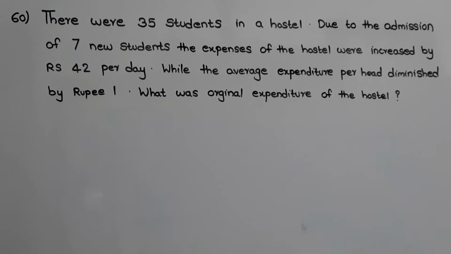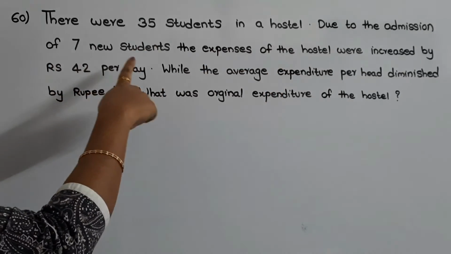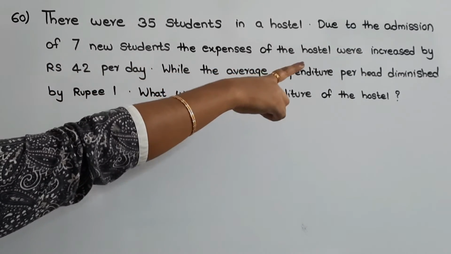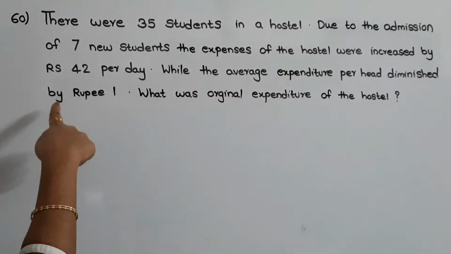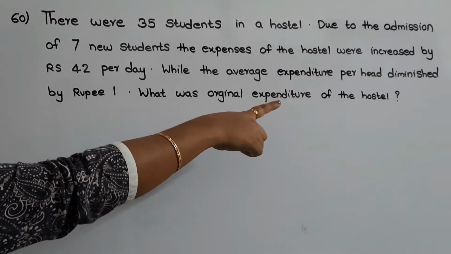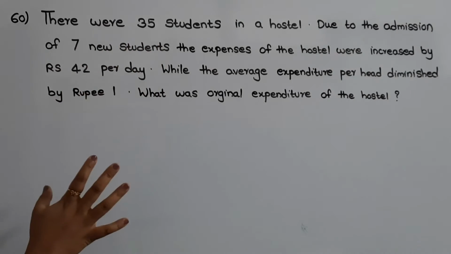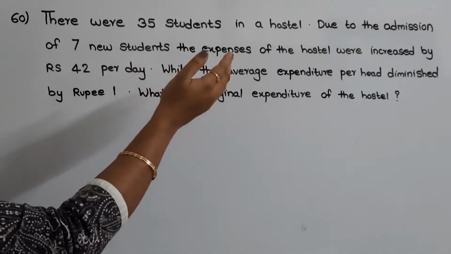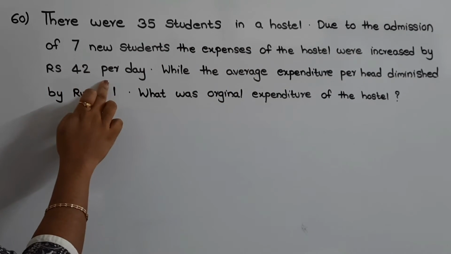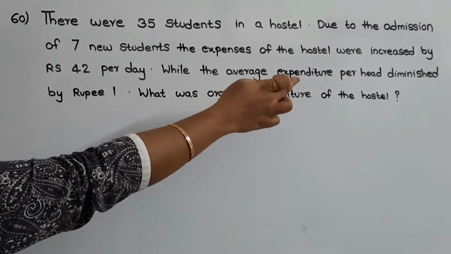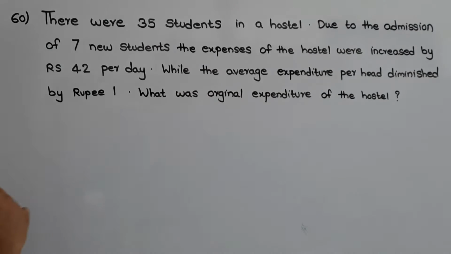The next question is, there were 35 students in a hostel. Due to the admission of 7 new students, the expenses of the hostel were increased by rupees 42 per day, while the average expenditure per head diminished by rupee 1. What was original expenditure of the hostel? So in this question they are telling that there were 35 students in a hostel. But due to the admission of 7 new students, the expenditure of the hostel has increased by rupees 42. And the average expenditure has diminished by rupee 1. So we need to find out the value of the original expenditure of the hostel.